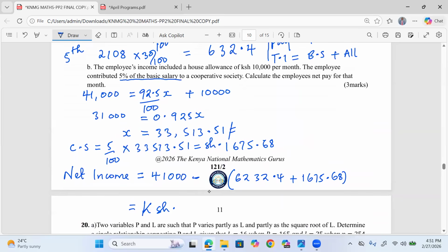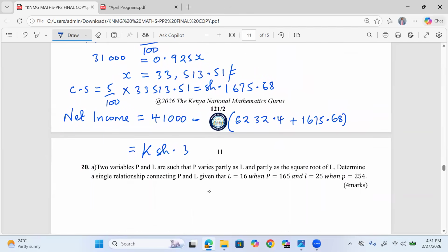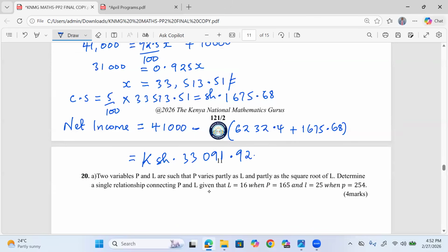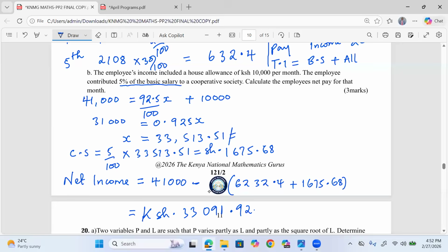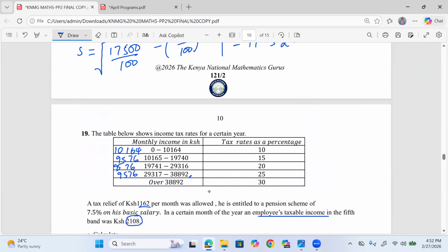So I'm picking 6232.4 plus 1675.68. Then we take 41,000 and we subtract this value, we get exactly 33,091.92 Kenya shillings. A very good question on commercial arithmetic. Very good. A very excellent question.